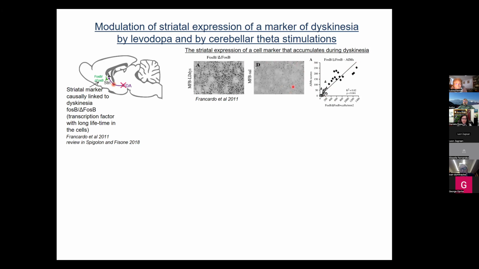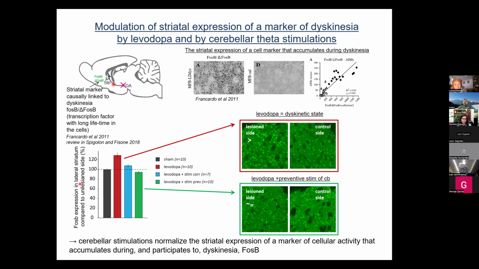We looked in our animals, and we could see that we do have an increase in this FosB expression in the lateral striatum. And then we see here that the cerebellar stimulation also normalizes this striatal expression of this marker of cellular activity that accumulates during and participates in dyskinesia.